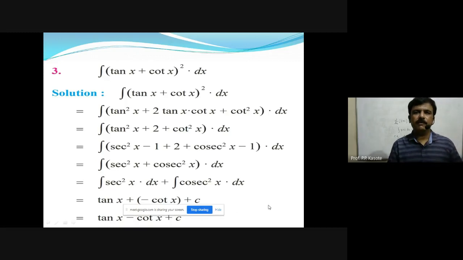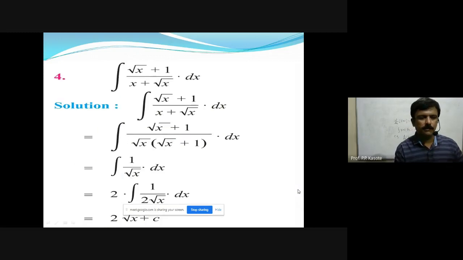This is how, if a function is given to us, any kind of function, we'll try to simplify it, we'll try to transform it as per the convenience, as per the requirement, so that we can use the standard results and formulae we have to find the integral of the given function. Here also we were given tan x plus cot x bracket square. We simplified it using the standard algebraic formulae and trigonometric formulae, and then in the last step, we have derived the integral of the given function.